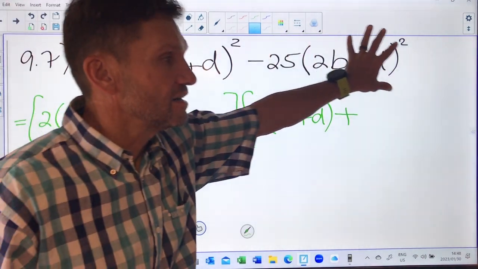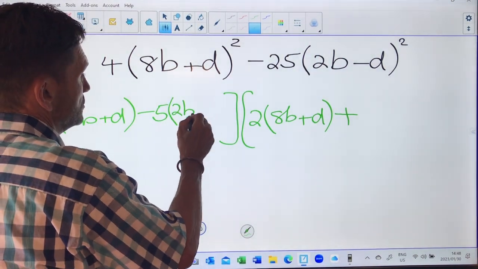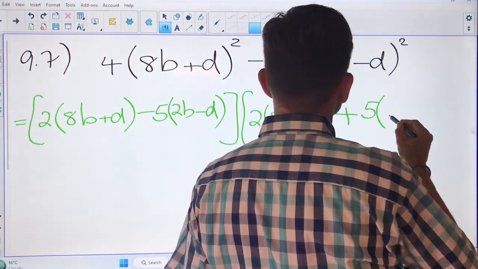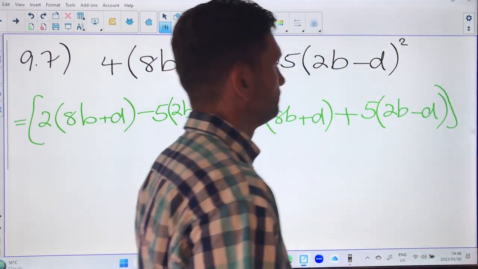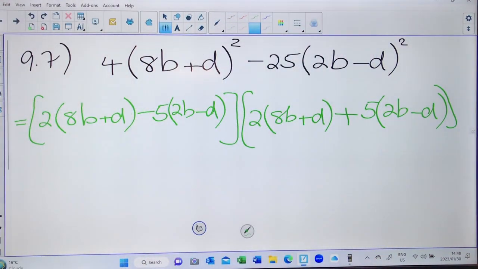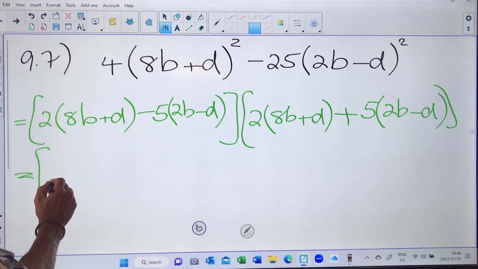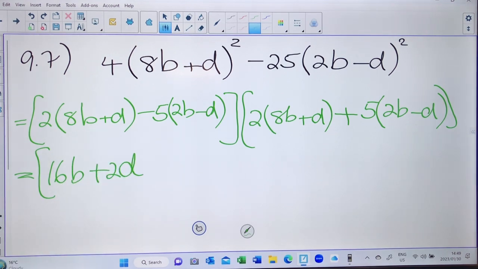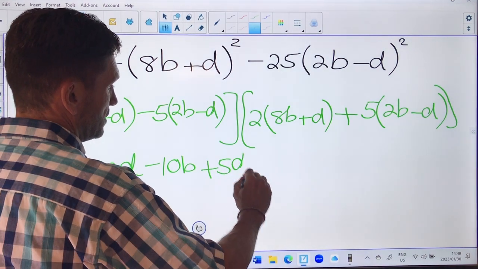Now we're with the second term. So this would be 5, 2b minus d. This one would also be, but now positive, 2b minus d. I need to multiply, simplify the inside of these brackets. 2 times 8 is 16b plus 2d minus 10b plus 5d.